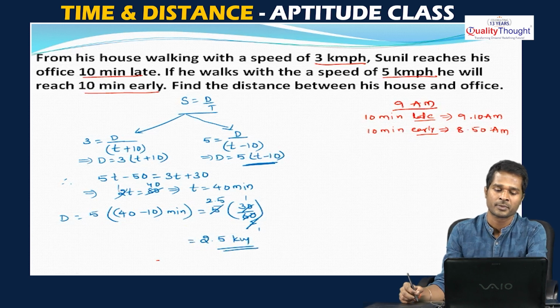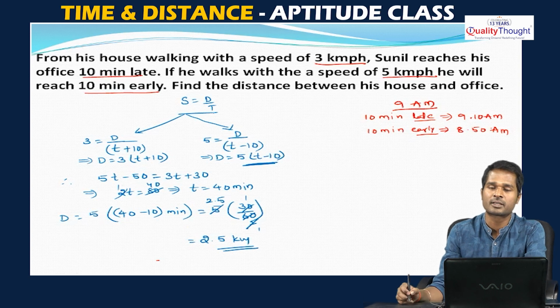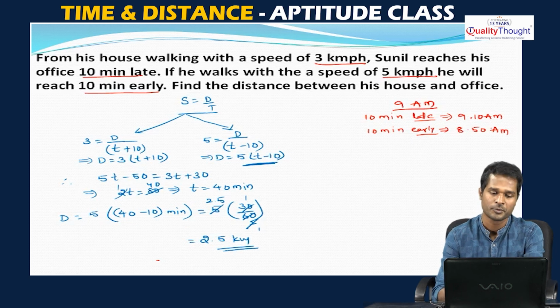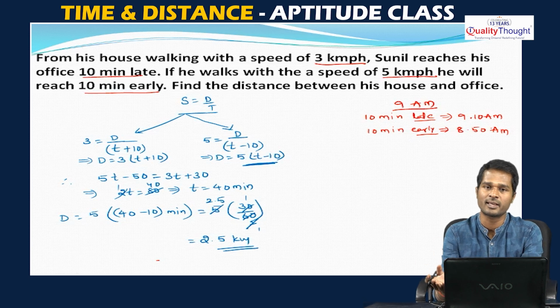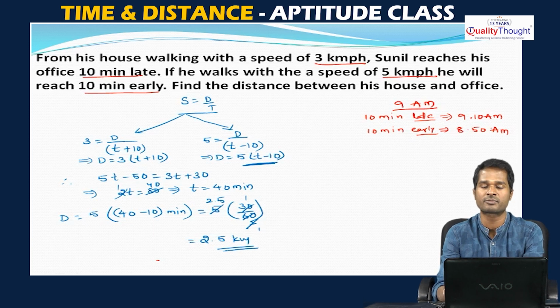See what we have done. In the first case, when he traveled with a speed of 3 kilometers per hour, he reached the office 10 minutes late, so we added the 10 minutes to the original time t. In the second case, he traveled with a speed of 5 kilometers per hour, so he reached the office 10 minutes early, so we subtracted 10 minutes from the original time t. Now both cases denote distance d. So equalize them. 5t minus 50 is equal to 3t plus 30. So 5t minus 3t is 2t is equal to 50 plus 30 is 80, that is t is equal to 40 minutes.